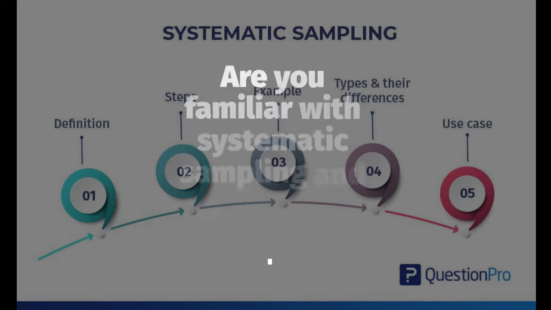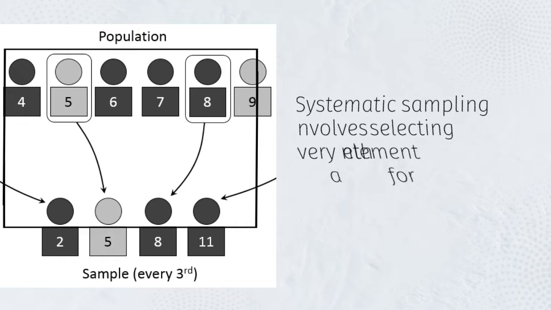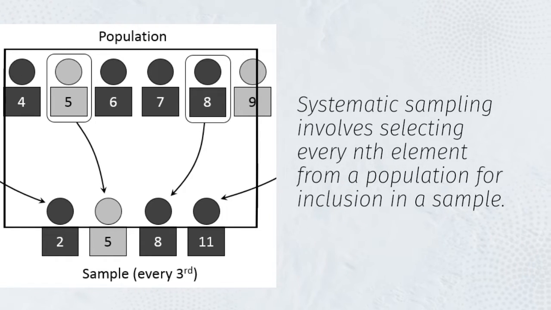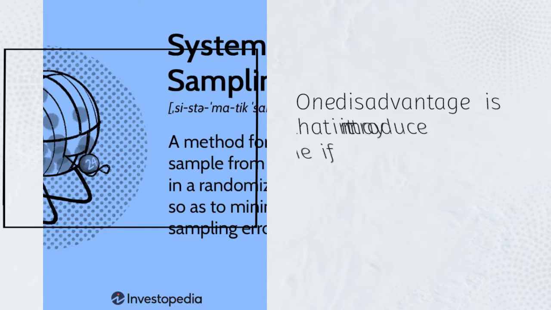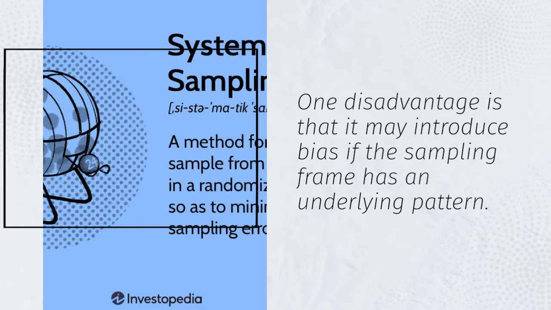Are you familiar with systematic sampling and its potential drawbacks? Systematic sampling involves selecting every nth element from a population for inclusion in a sample. One disadvantage is that it may introduce bias if the sampling frame has an underlying pattern.